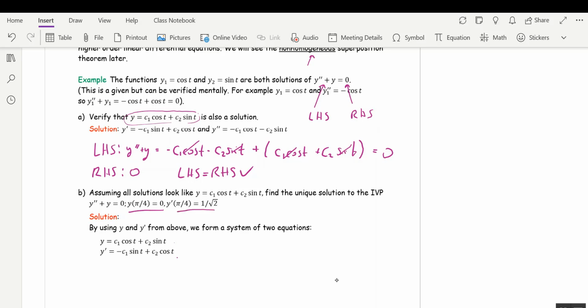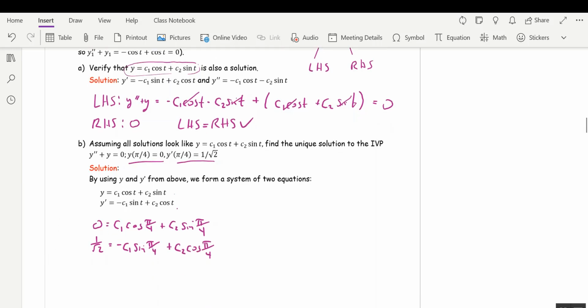So my first equation becomes 0 equals c1 cosine pi over 4 plus c2 sine pi over 4. And my second equation becomes 1 over root 2 equals negative c1 sine pi over 4 plus c2 cosine pi over 4.